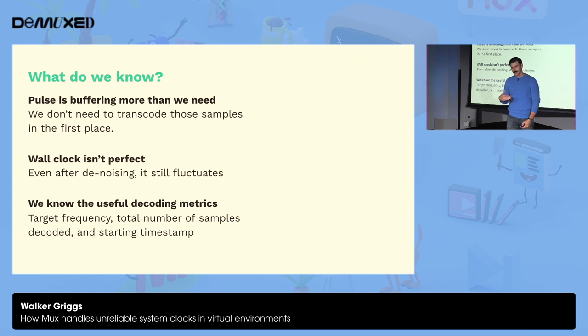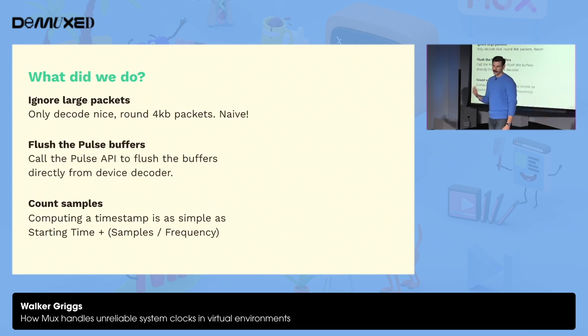So with that information, what did we try? The first and very naive solution, but one that we used to validate this hypothesis that pulse was really a problem, was just to only decode those nice round 4 kilobyte packets, right?